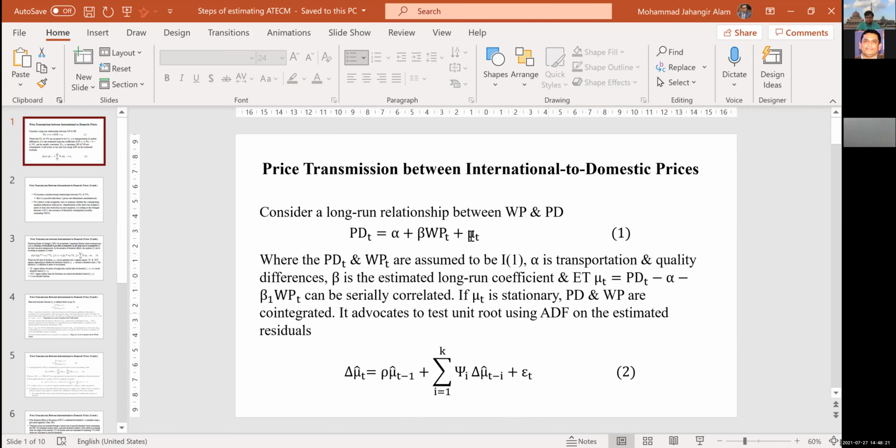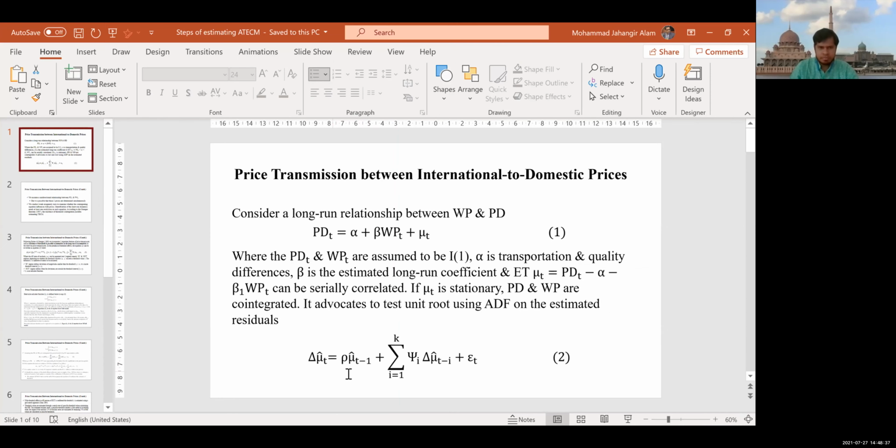It's coming from this mu t. So this is the level value, but here you see this is the first difference value, or the change value, of the estimated mu t. And this is the estimated lag value of mu.